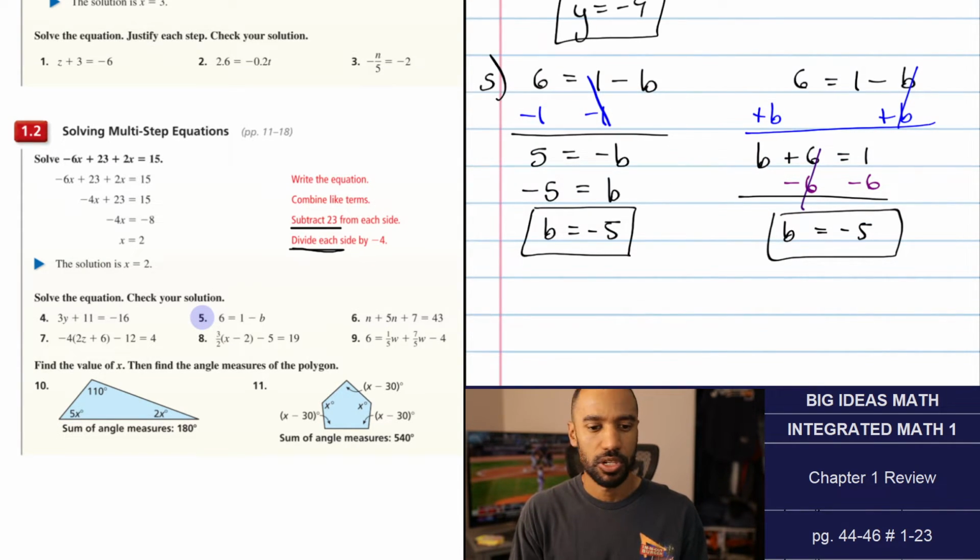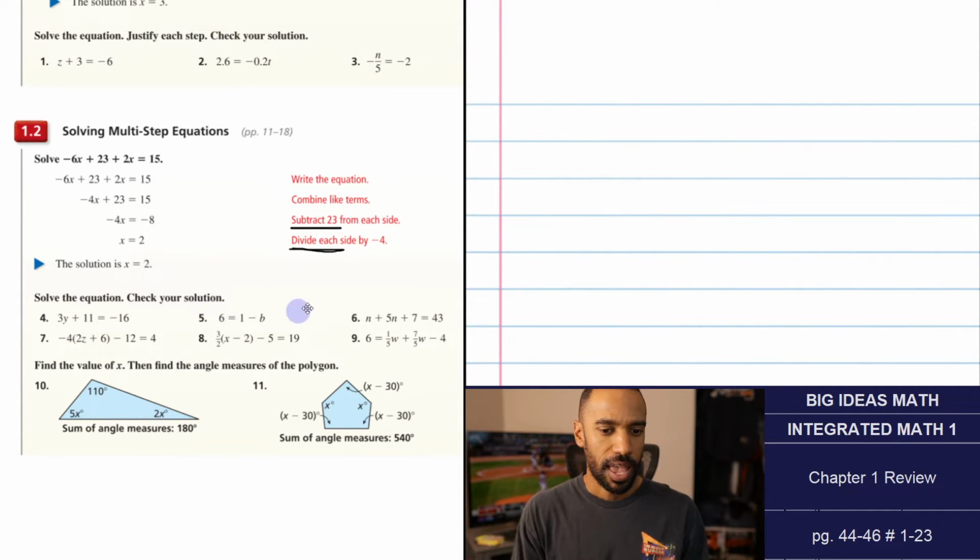Let's go to the next little page here. Number 6. N plus 5n plus 7 equals 43.